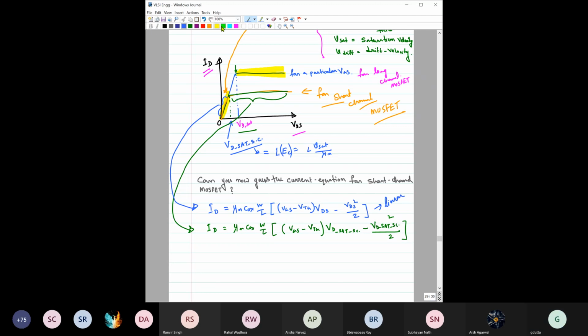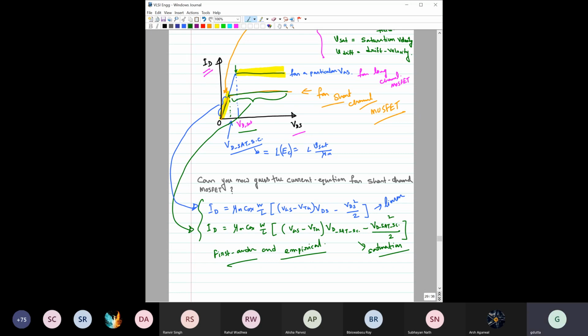Linear, and the other one is for the saturation. But again, this is first order and empirical. So this is just for our hand calculations. But with this simple approximation from the long channel MOSFET current equations only, we would be able to derive the basic equations for analyzing the short channel MOSFET.